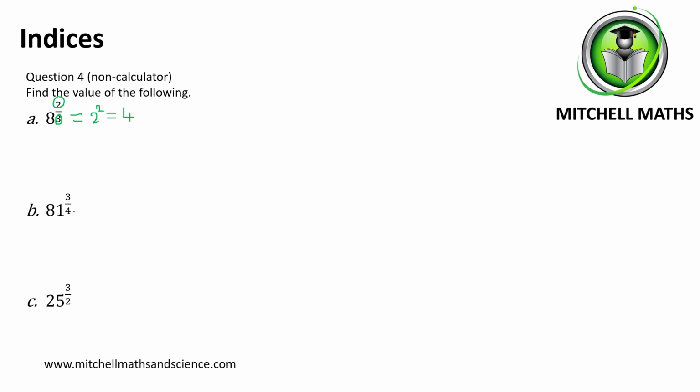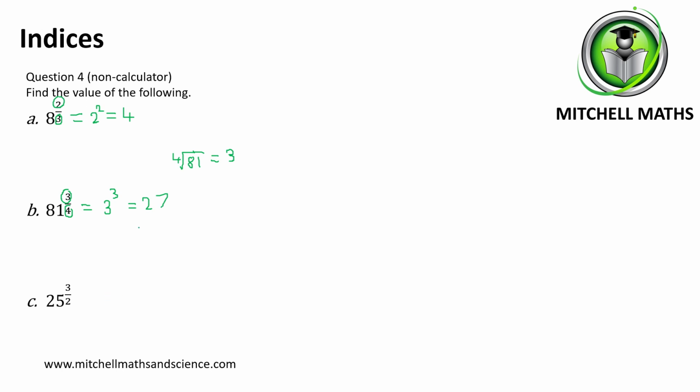So we're going to do the same for the next one. So you always work out the parts on the bottom first, and then you look at the top. So we've got 81 to the power of 3/4. So first of all, we want to work out the 4th root of 81, what number multiplies 4 times together to make 81, which is 3. And then we need to cube 3. And that would give us 27.